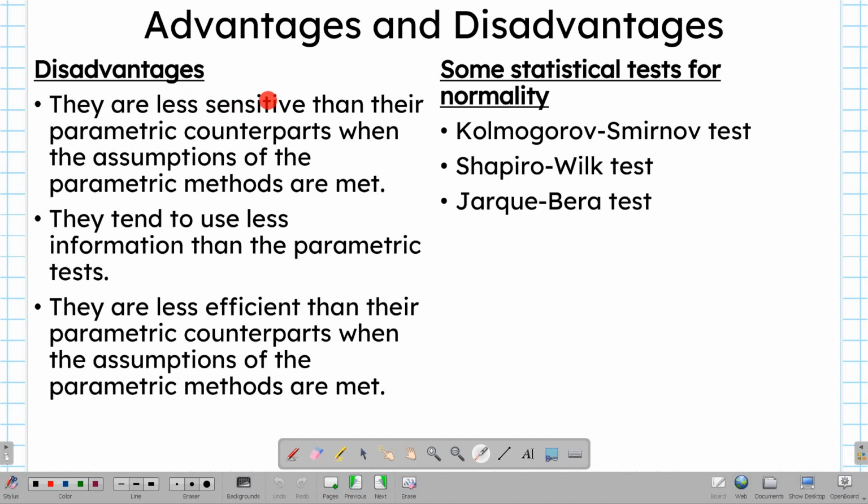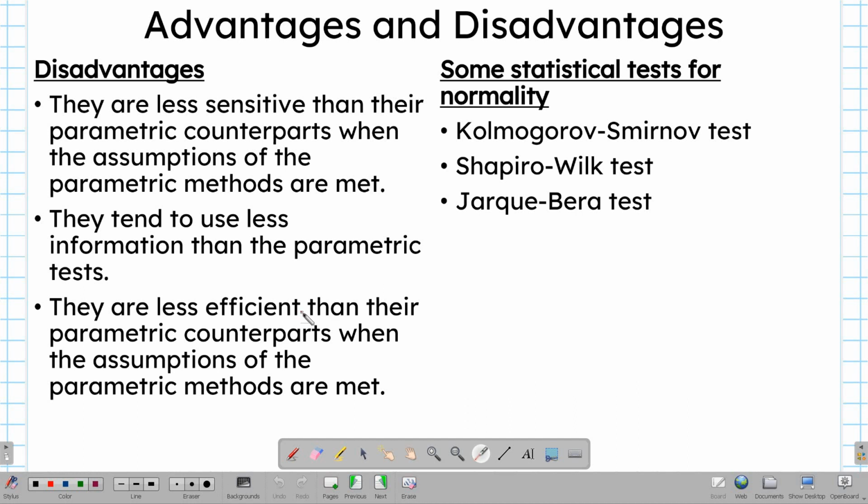However, they are less sensitive than their parametric counterparts when the assumptions of the parametric methods are met. So if we figure out that the data are normally distributed, there is no need to use non-parametric methods. Go directly to the parametric methods. Also, they tend to use less information, especially if the data is of nominal or ordinal level, and apart from being less sensitive, they are less efficient. So once the assumptions are met, better use the parametric methods. If the assumptions are not met, that's the only time you use the non-parametric methods.